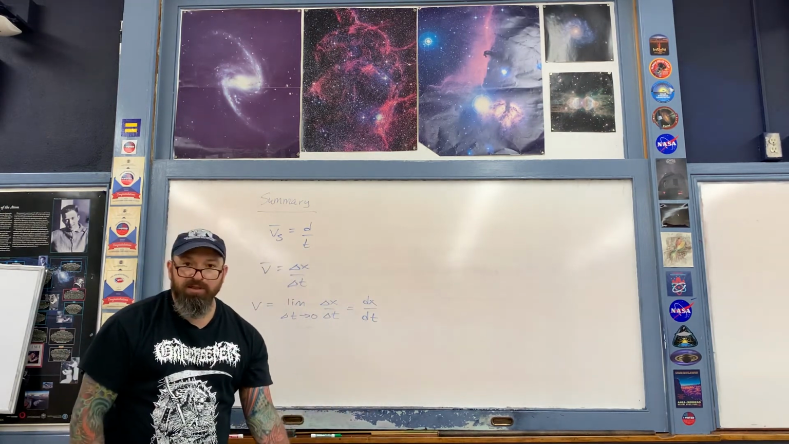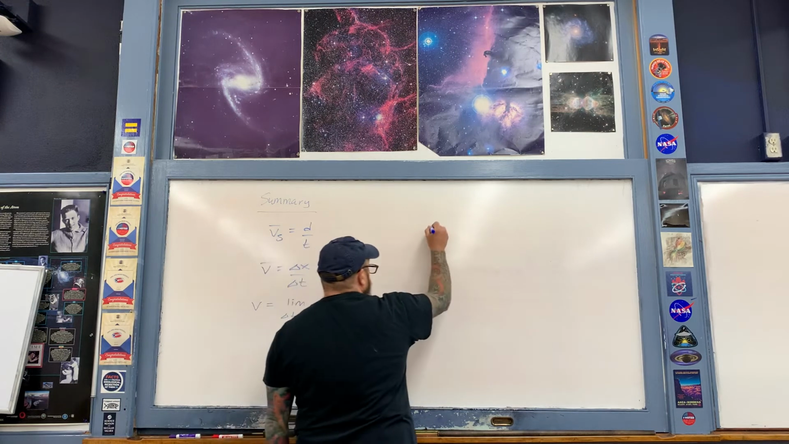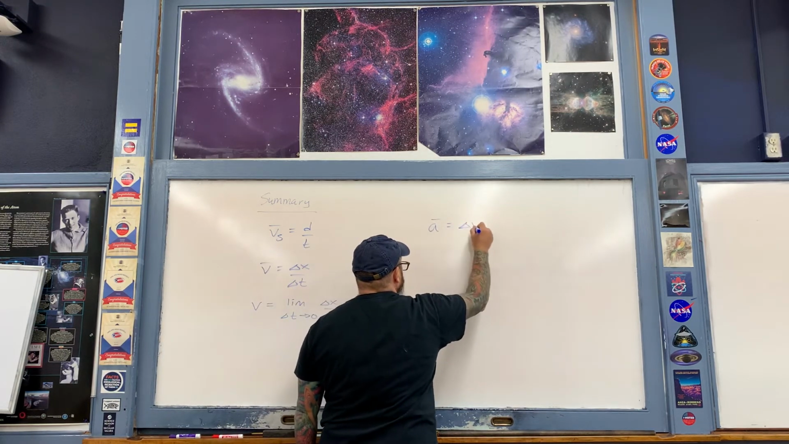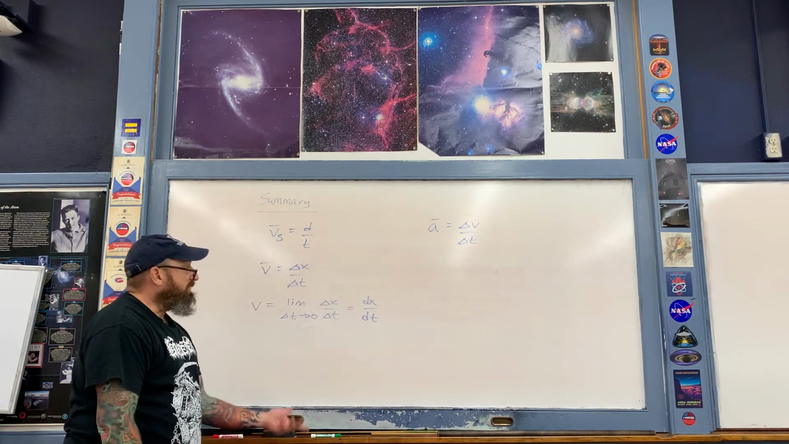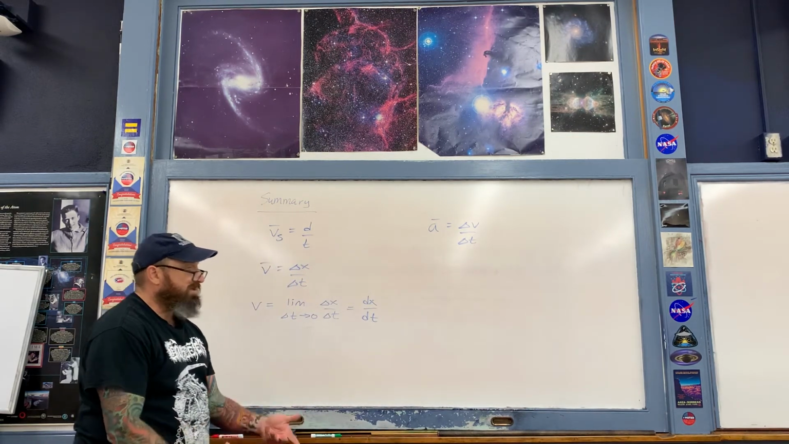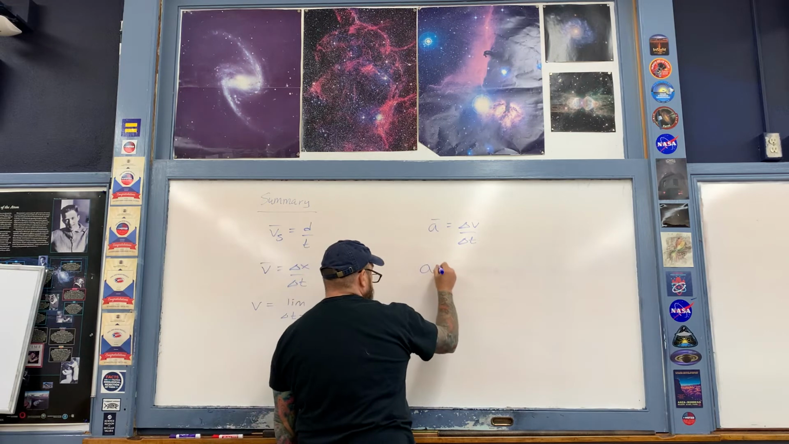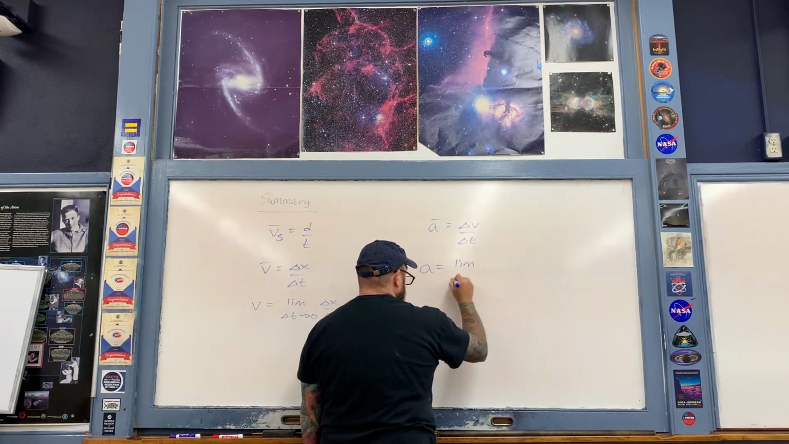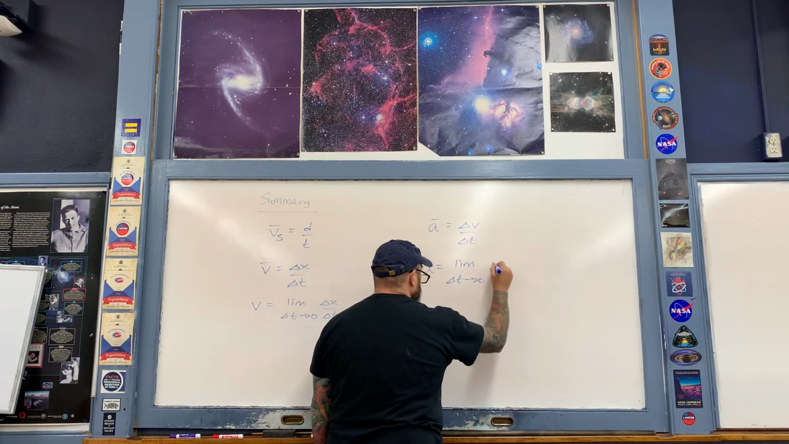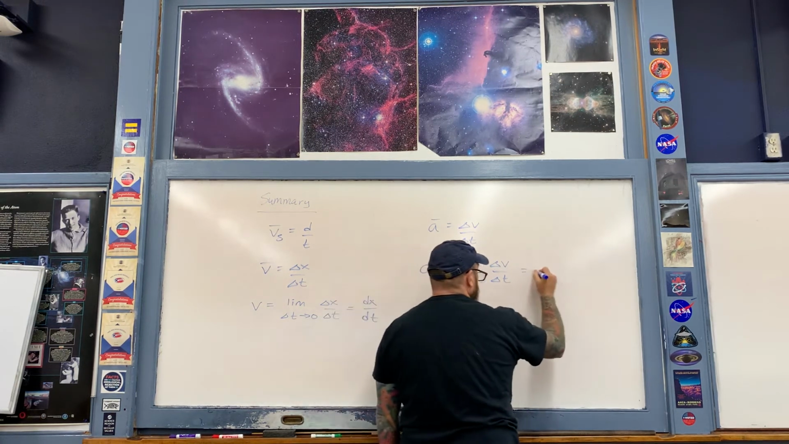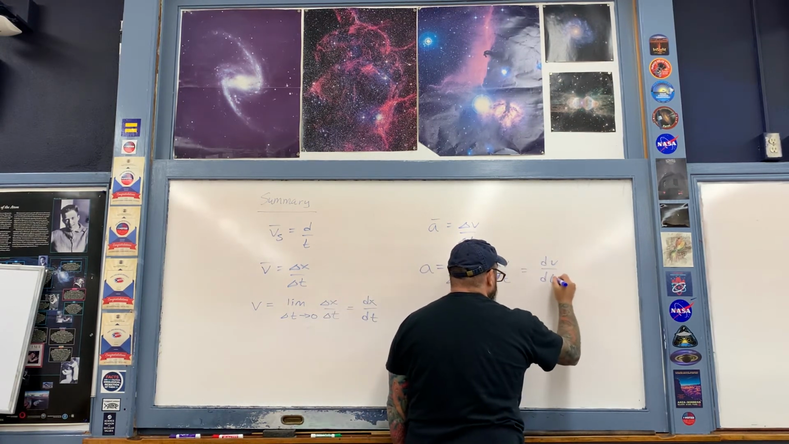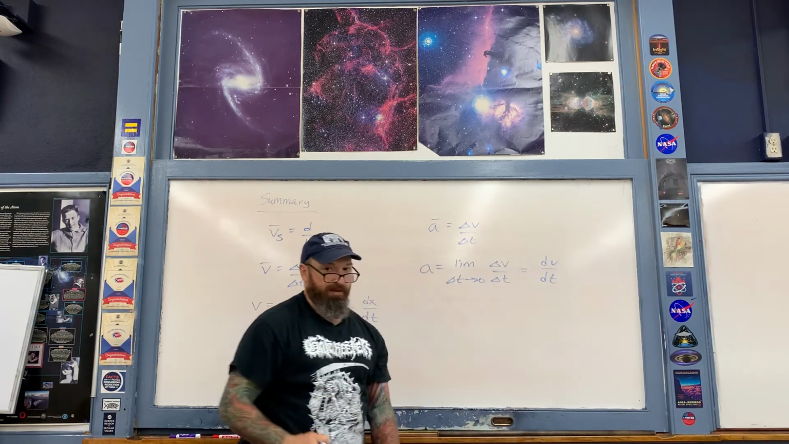And then we have acceleration. The average value first, which is change in velocity with respect to time. And now we take the time interval and make it infinitesimally small to arrive at instantaneous acceleration. Instantaneous acceleration is the limit as time approaches 0 of change in velocity with respect to time. This is our second derivative. Acceleration is the derivative of velocity with respect to time.